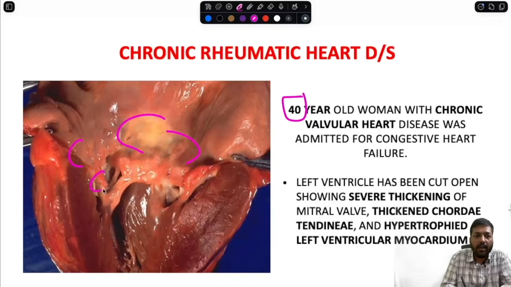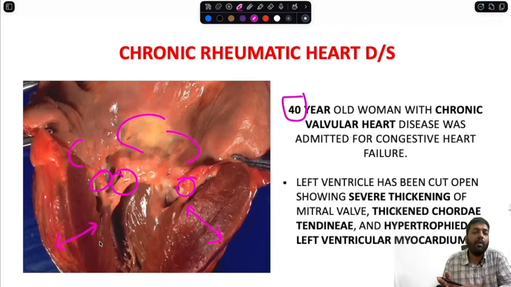Look at the chordae tendineae. The chordae tendineae are also thickened, and very importantly, look at the condition of the left ventricle. It is hypertrophied, stating that there was a mitral valve abnormality. Mostly mitral stenosis was there, because of which there was left ventricular hypertrophy. Okay, so what is the diagnosis? It's a case of chronic rheumatic heart disease.